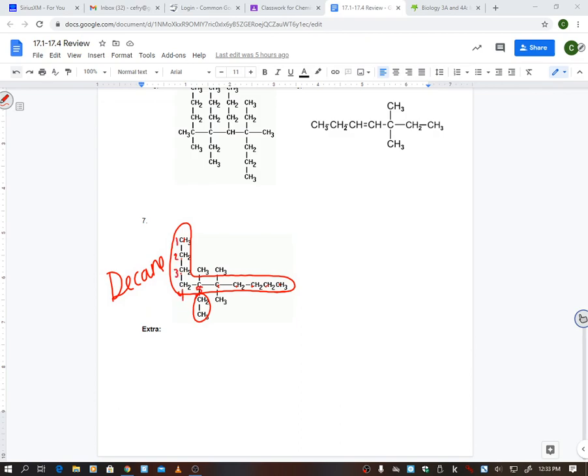Now, I've got some harder ones on here, because if we can do the harder ones, then we can do the easy ones. All right, so this is going to be 5-ethyl. And then we've got 5, 6, 6-trimethyl, and then you're going to put the ending on here, decane.